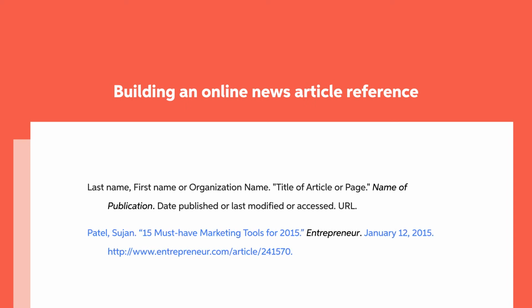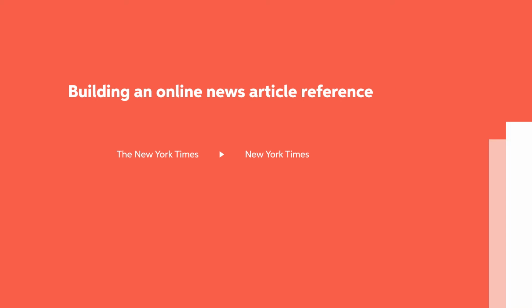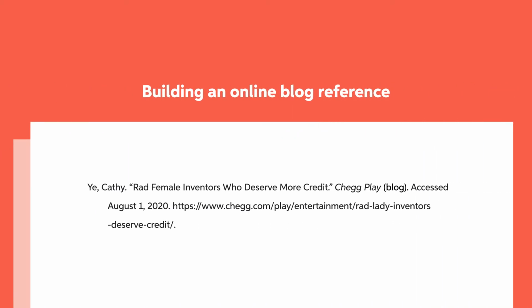Many of the websites and web pages that you'll cite come from online blogs or news sites. References for these sources are very similar to a general website reference, but with a couple of differences. For an online news article, include the name of the newspaper or magazine in italics. Also, if the name begins with an article like "the," leave it out of the reference. Blog references follow the same structure as online news articles, but with the word "blog" placed in parentheses after the name of the publication or blog.